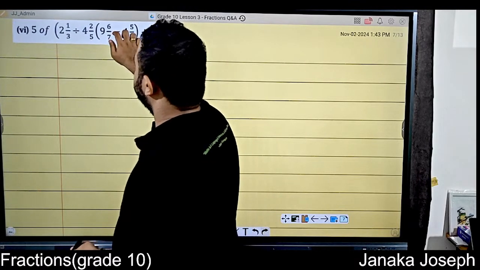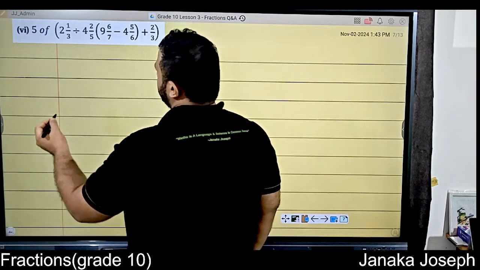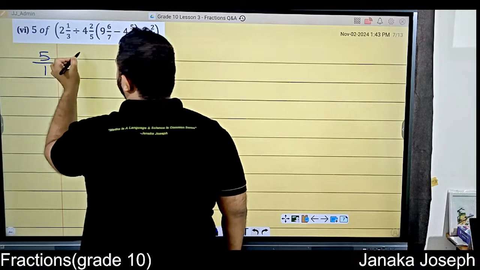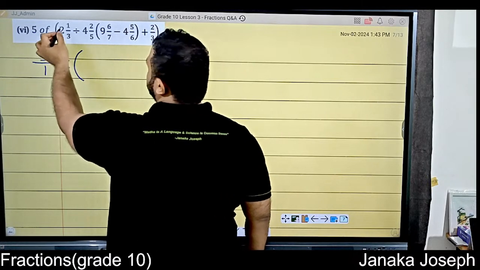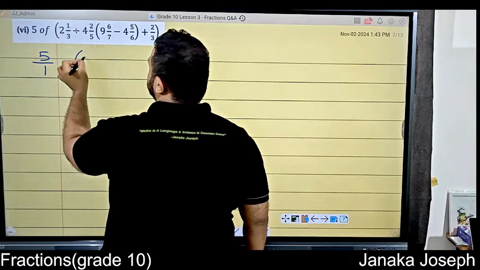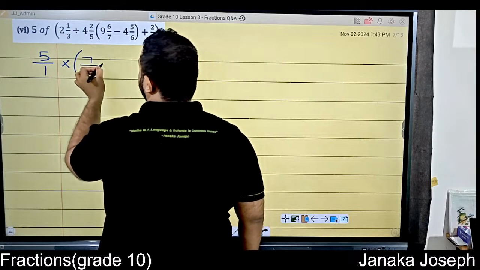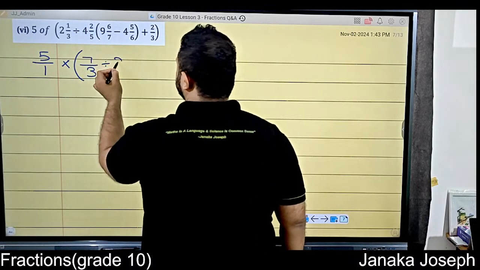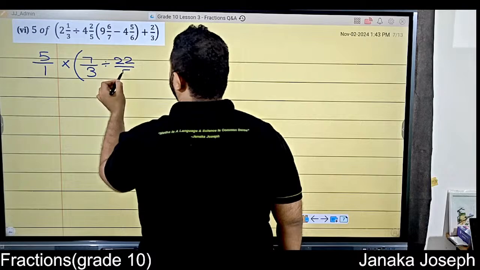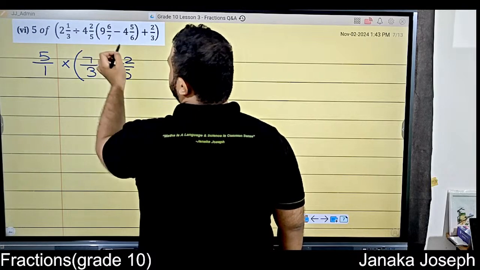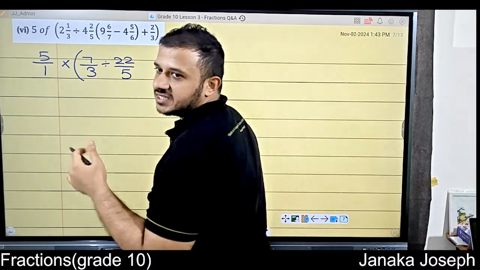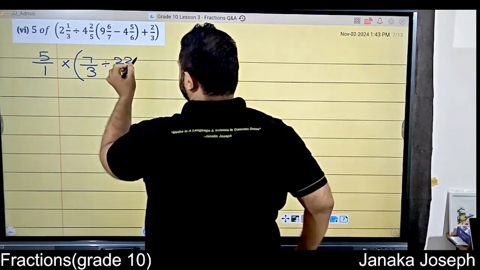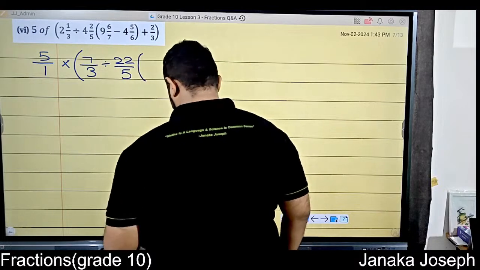Let me rewrite this nicely. 5 means 5 over 1 times, this is going to be 2 times 3 is 6 and 1 is 7, 7 out of 3, divided by 20 plus 2 is 22 out of 5. If there's nothing in between the brackets and the number, that means that's a multiplication, but that multiplication gets done first as soon as you finish the bracket here. So that's all good.